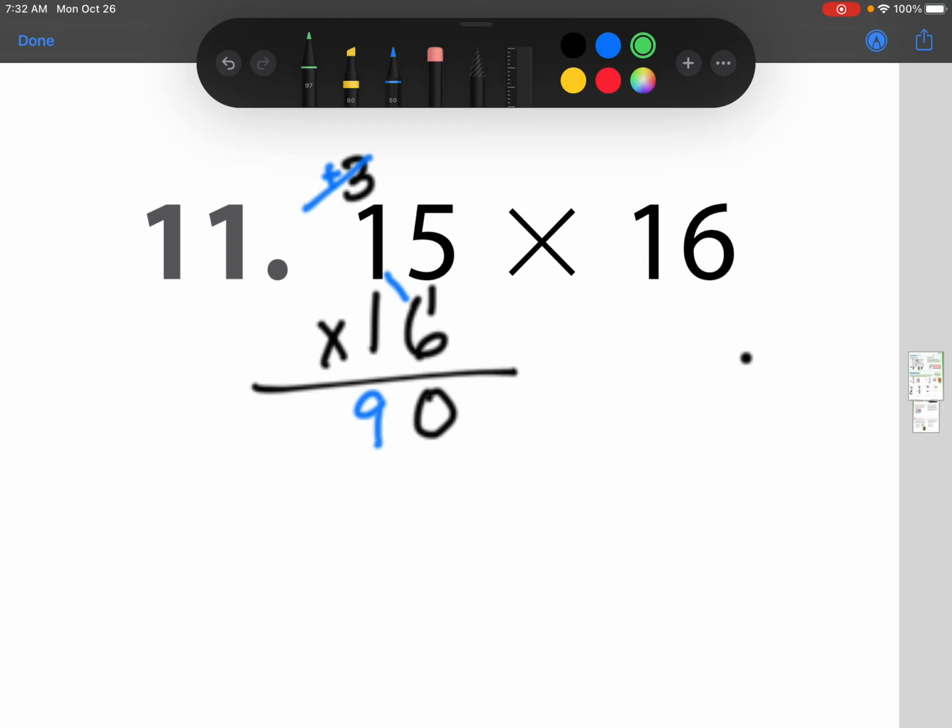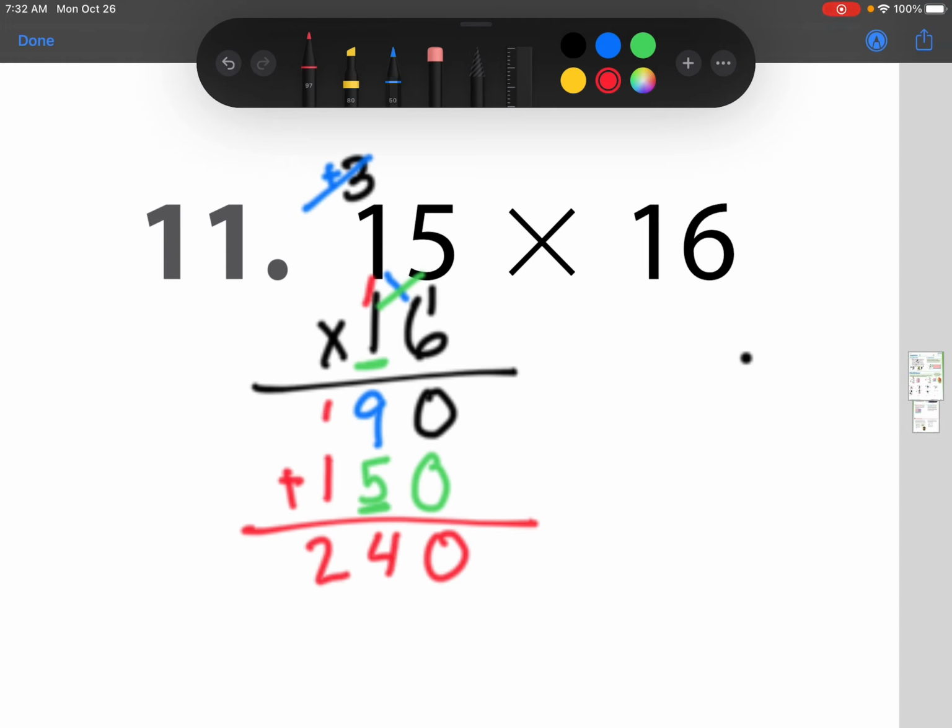So now we go to our tens place value. So I put a 0 in so I can start writing in that tens place value. 1 times 5 is 5. And then we have 1 times 1 is what? Just 1. So let's add them up. Our answer is 240.